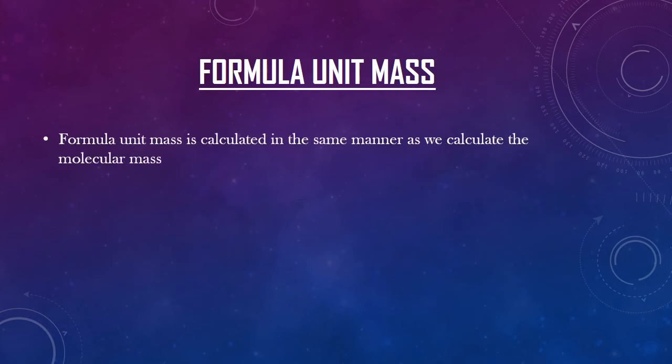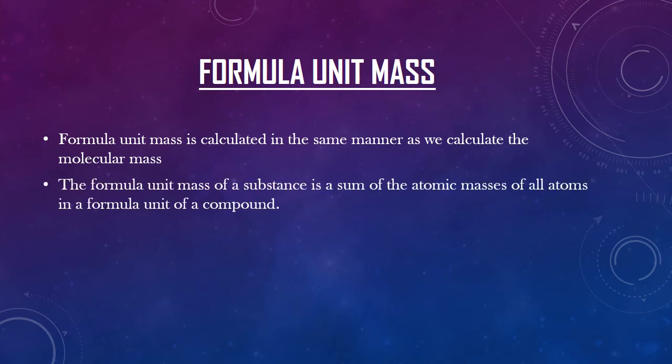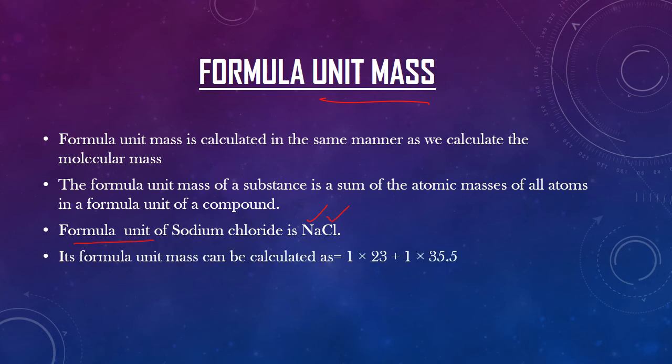As I said earlier, the calculation part remains the same. So if you have a formula unit, you just add up the atomic masses of all the atoms present in that formula unit to get the formula unit mass. For example, if you have NaCl, we need to add up the atomic mass of sodium, we need to add up the atomic mass of chlorine to get the formula unit mass of sodium chloride. So sodium's atomic mass is 23, chlorine is 35.5. So when we add it up, it is 58.5 U.